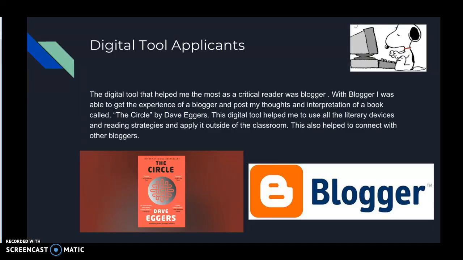This digital tool helped me to use all the literary devices and reading strategies and apply them outside of the classroom. This also helped me to connect with other bloggers and their books, which introduced me to new ideas and interests to find. With this feature, it gave me access to comment and connect with others and share my thoughts on the book. Below is the image of the book that I read.